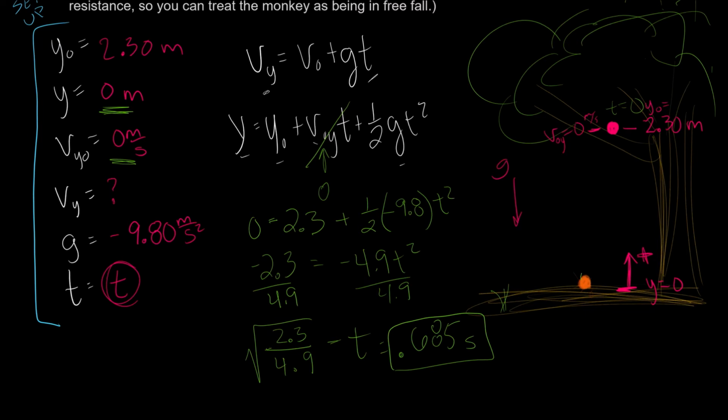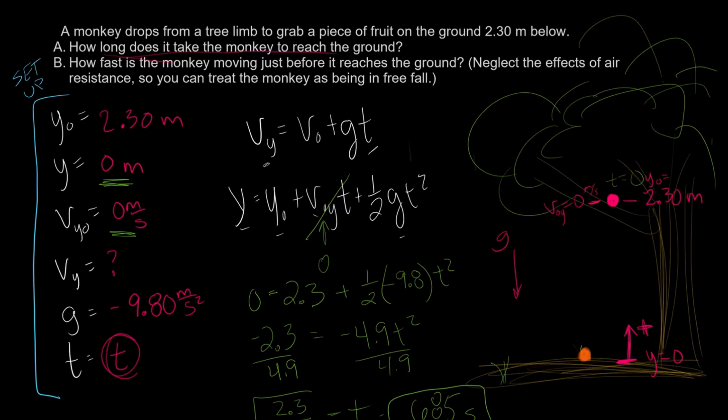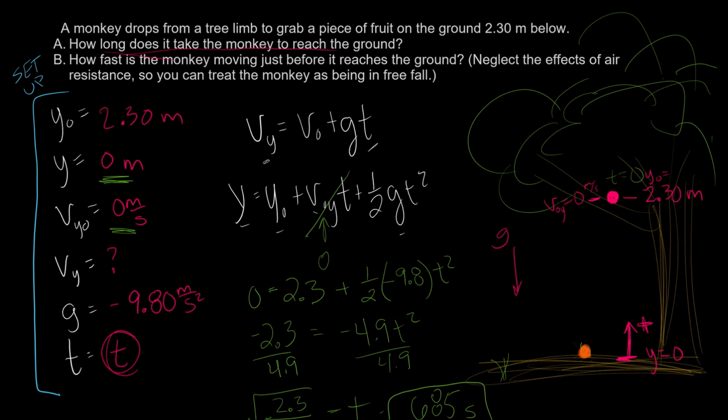So now that we have a time, we can take our time and actually solve for what we're trying to find in B, which is how fast is the monkey moving just before it reaches the ground. Okay, so we're going to take this time that we found right here and plug it into that equation. And then we'll know everything except for that final velocity.